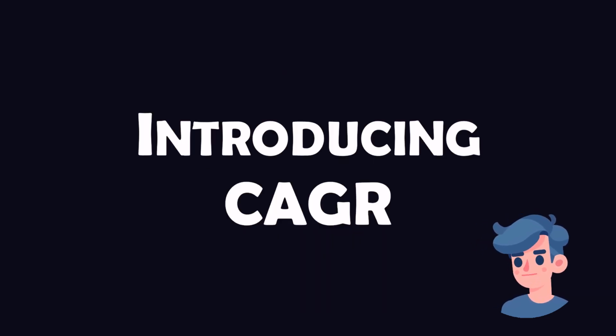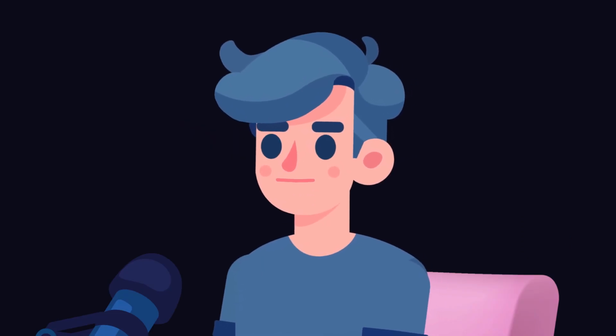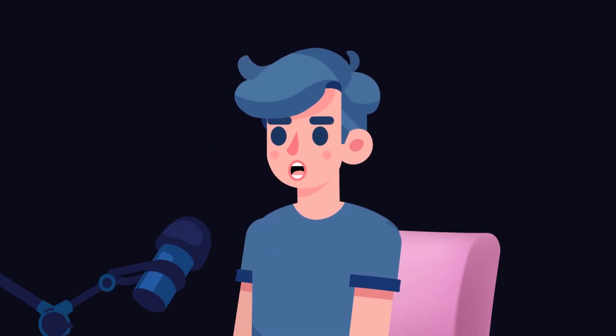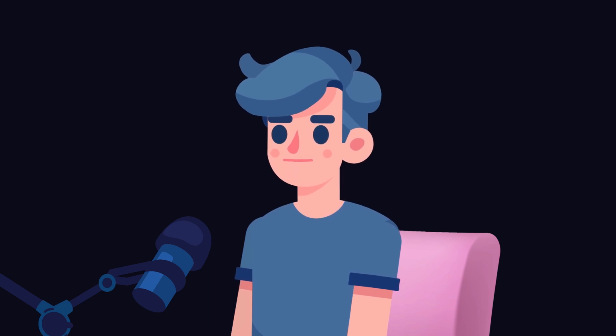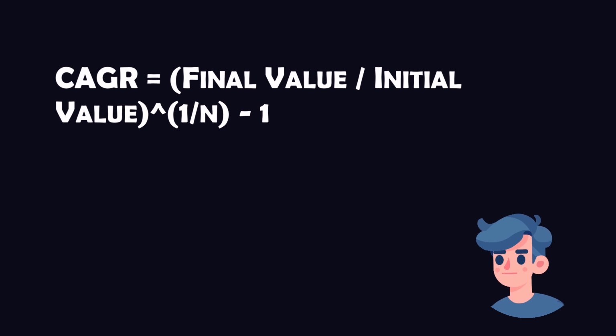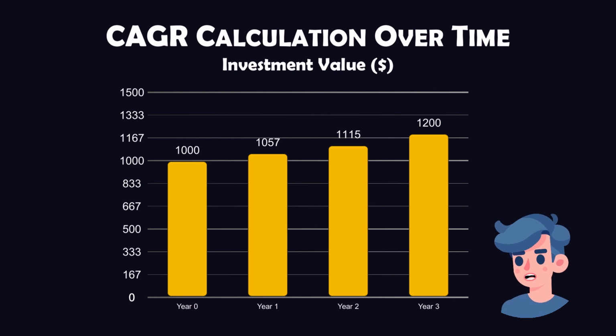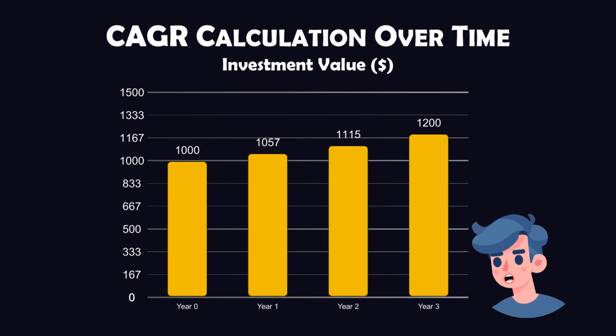While ROI is a good starting point, it doesn't account for the time period of the investment. To get a clearer picture, we use compound annual growth rate, or CAGR. CAGR is the mean annual growth rate of an investment over a specified period of time longer than 1 year. It's a more accurate measure as it accounts for compounding, which ROI doesn't. For instance, if that same $1,000 investment grew to $1,200 over 3 years, the CAGR would be.